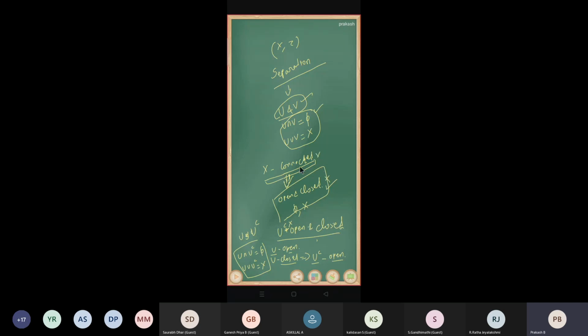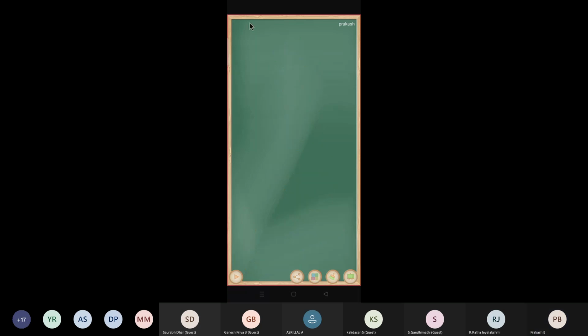That means X is connected implies the only open and closed sets of X are the empty set and X, right? To prove the converse, you take X whose only open and closed sets are the empty set and X, and you want to show that X is connected, right? So we are going to use the contrapositive method, that is, we take X is not connected.